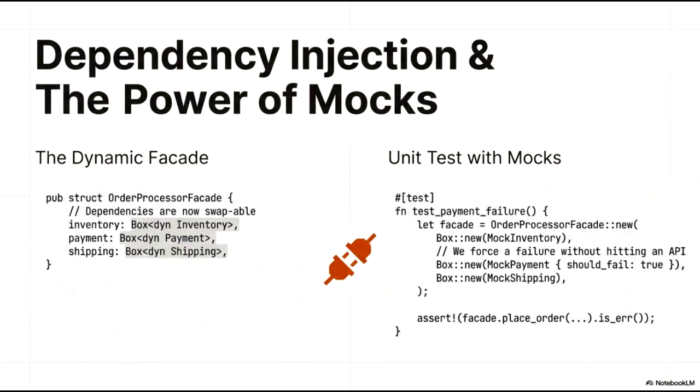In this specific test case, we are simulating a payment failure. Instead of relying on a real payment gateway, we inject a mock payment object configured with a failure flag. This approach allows us to verify that our system correctly handles errors without ever making an external network call. Ultimately, by utilizing mocks through dependency injection, we create a test environment that is both deterministic and highly efficient.